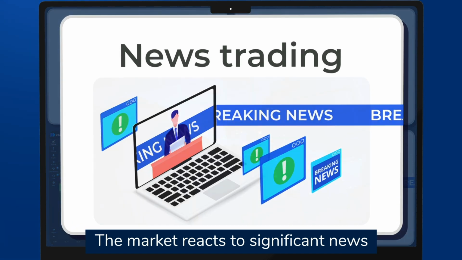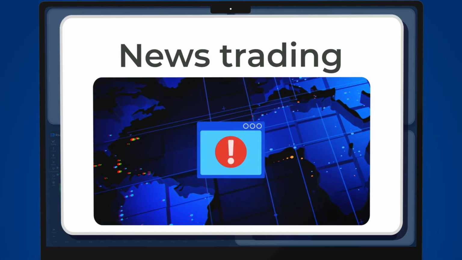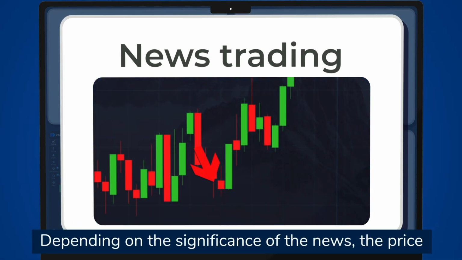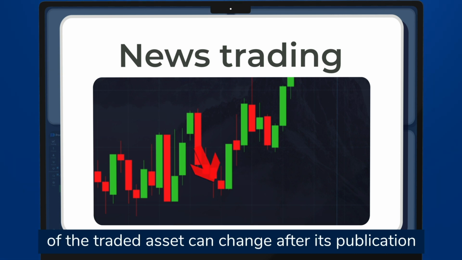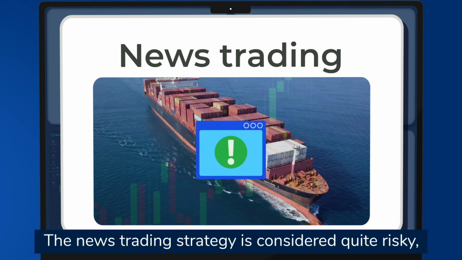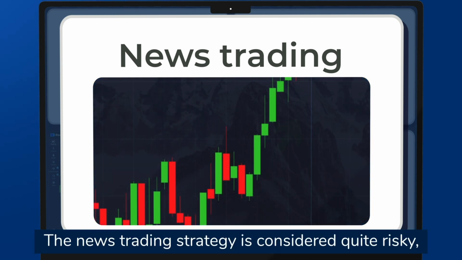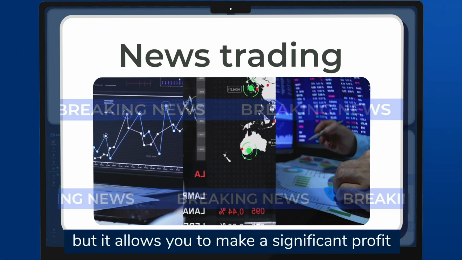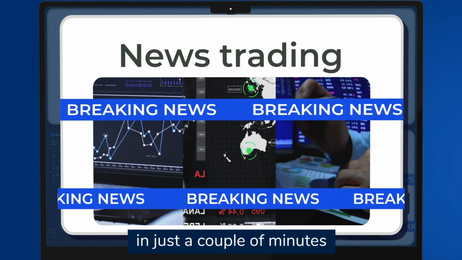The market reacts to significant news. Depending on the significance of the news, the price of the traded asset can change after its publication. The news trading strategy is considered quite risky, but it allows you to make a significant profit in just a couple of minutes.